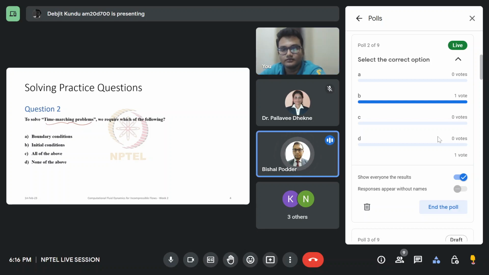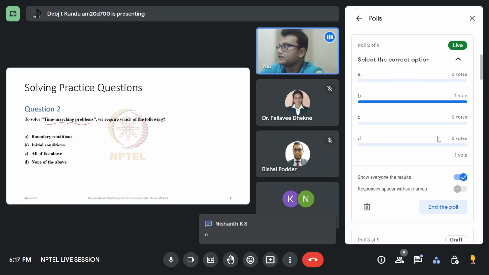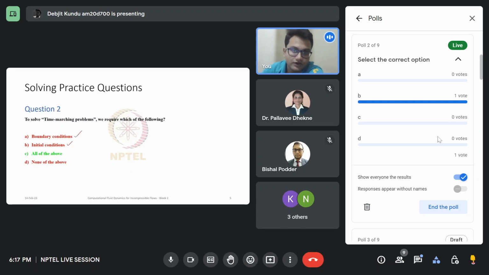Well, I think it's both initial and boundary conditions. It's option C, right? Yes. Okay, so let's have a look at the correct answer, and it is indeed option C, all of the above. So all of the above basically means initial conditions and boundary conditions both are required.